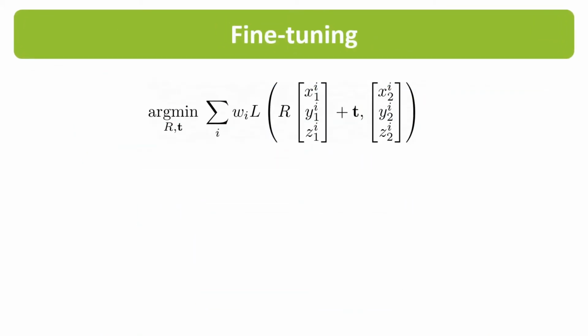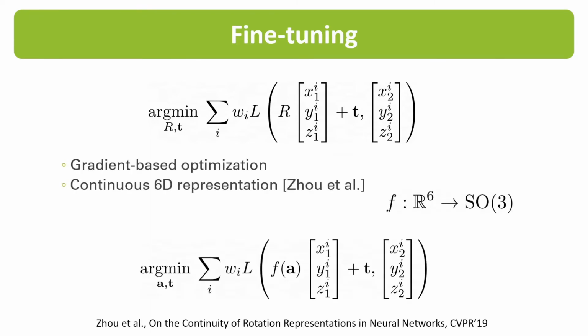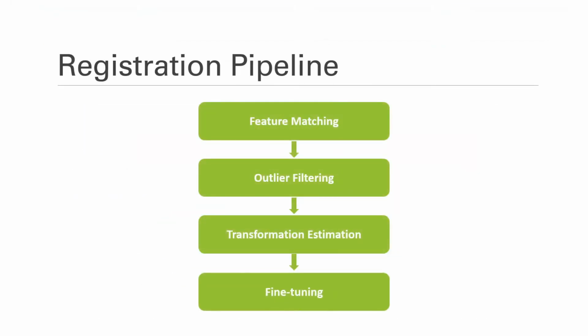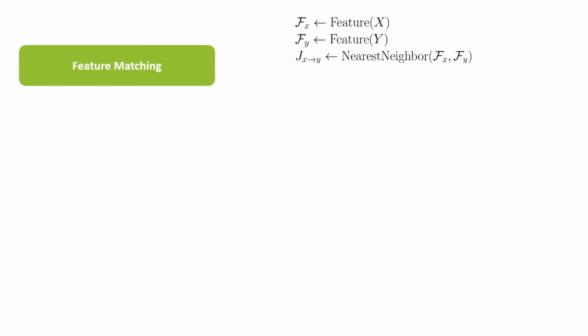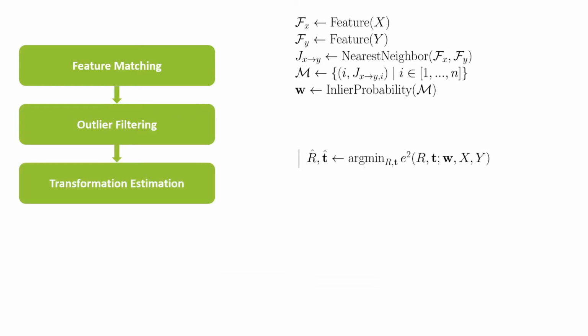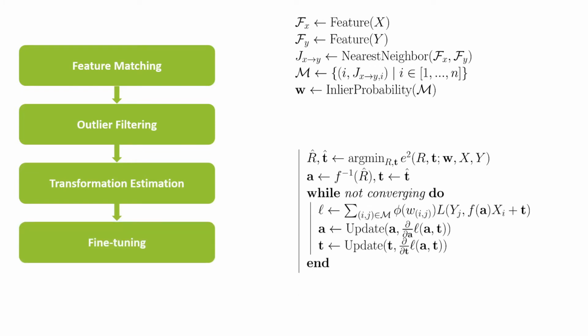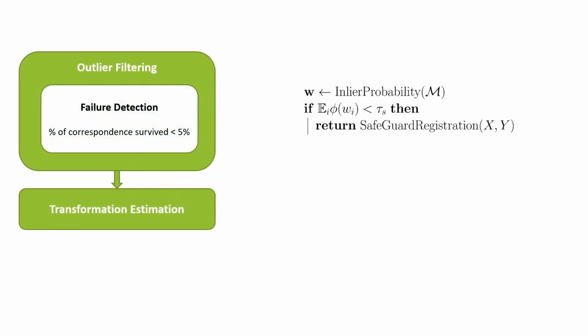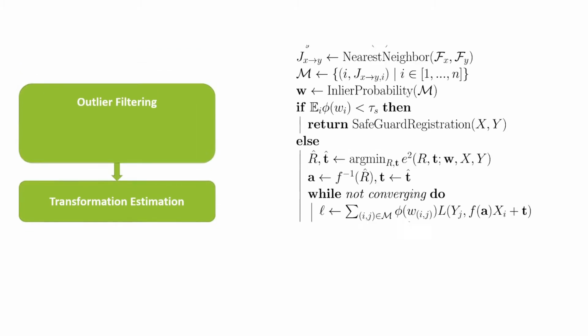Lastly, the fine-tuning model uses a robust loss function and optimizes the pose using SGD. For continuous rotation representation, we use the orthogonal representation proposed by Zhou et al. In sum, the pipeline first starts with feature extraction and matching, followed by a 6D ConvNet for inlier probability prediction. Then Weighted Procrustes converts these to a 6D pose, which we optimize further using a robust loss. However, when the number of valid inliers falls below a certain threshold, we use a time-consuming but accurate registration method.